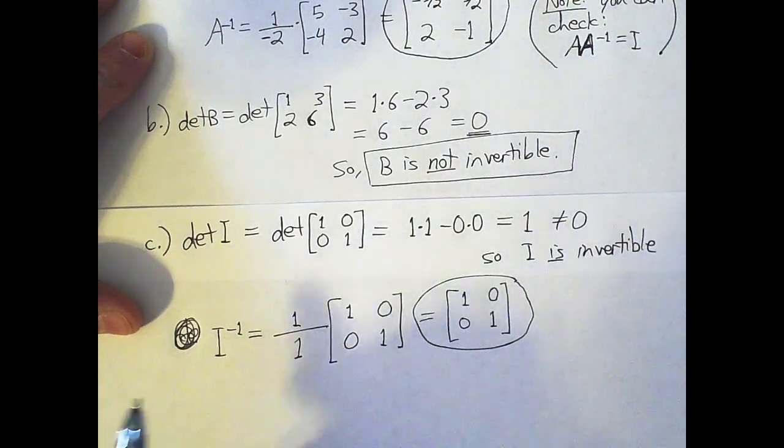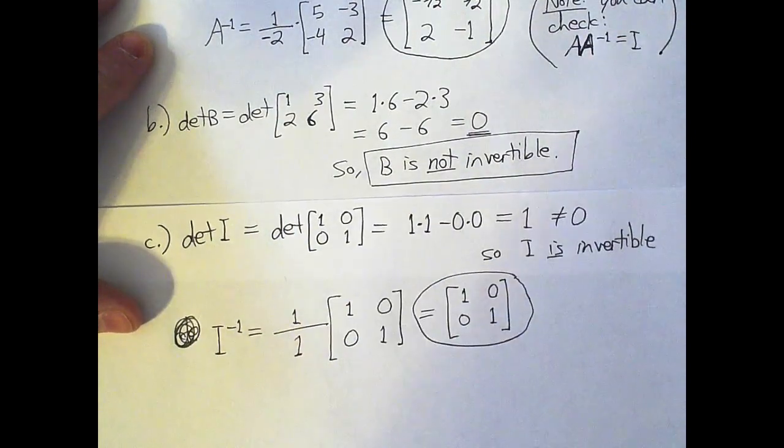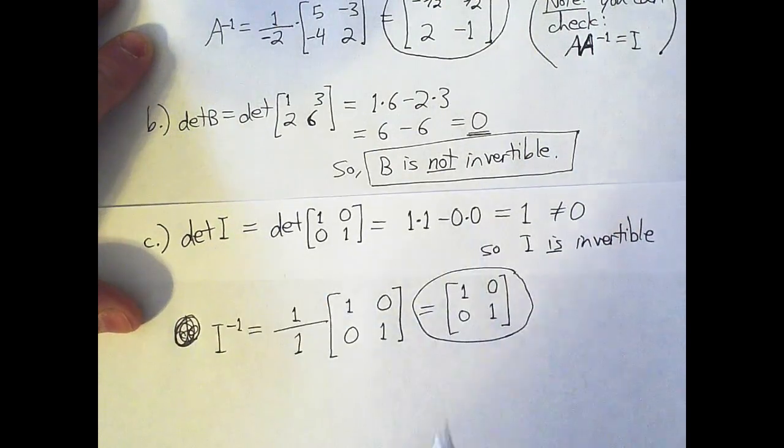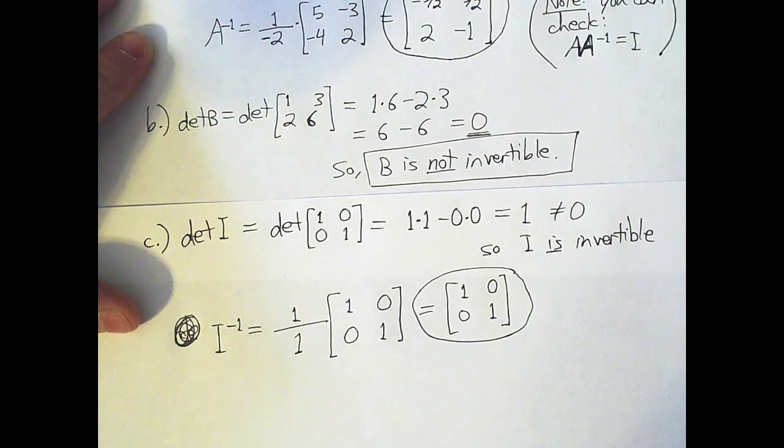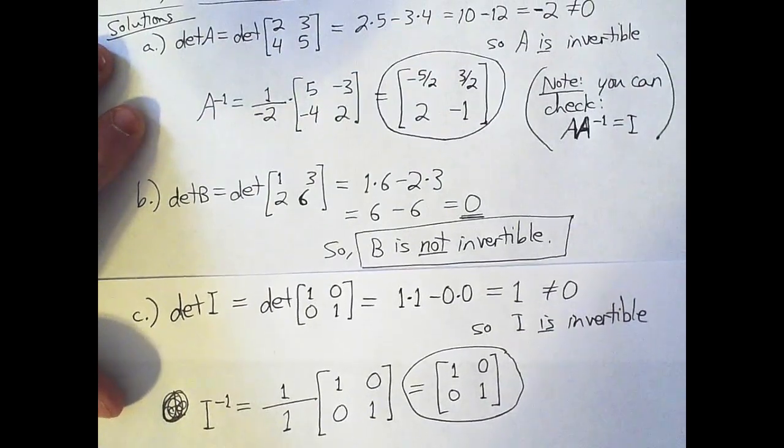I think this makes sense because if you think about it, I times I inverse should equal I by the definition of inverse. So yeah, the identity matrix is its own inverse. So I think we're going to wrap things up here. Let's just give you a chance in case you're writing any of that.